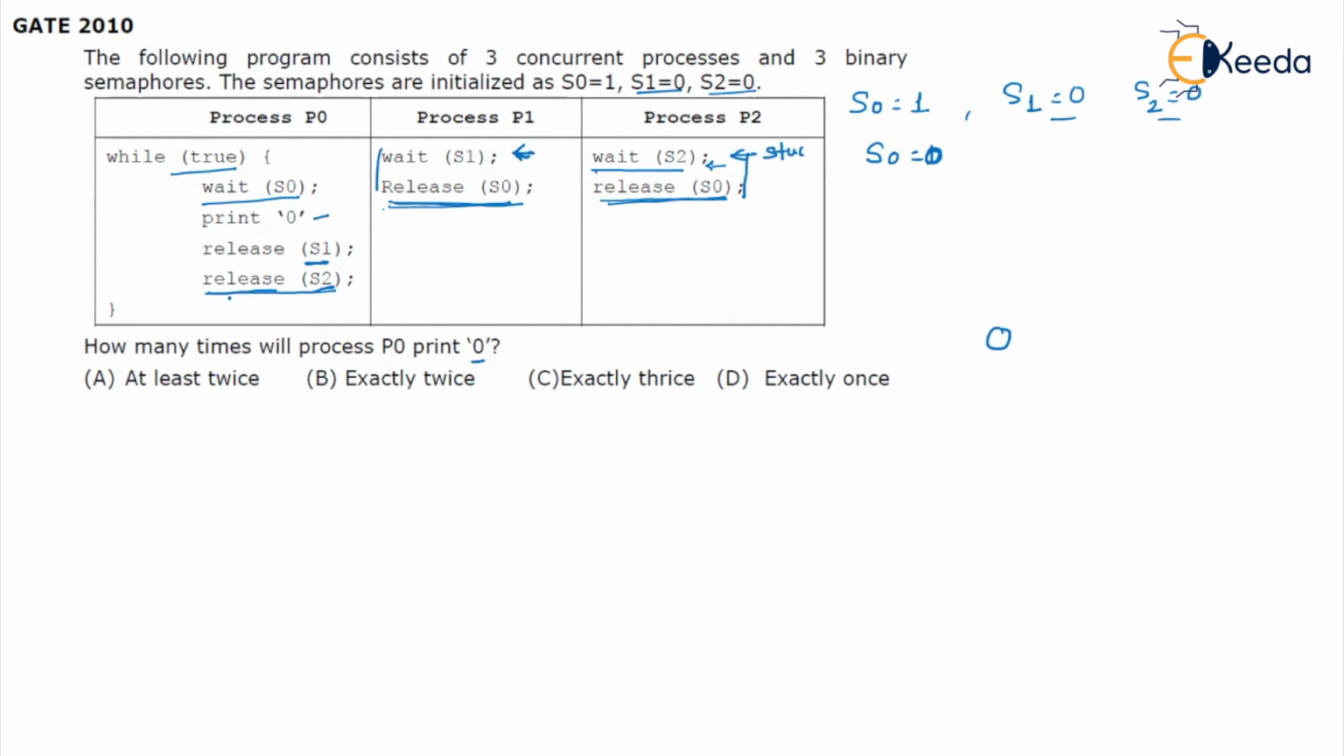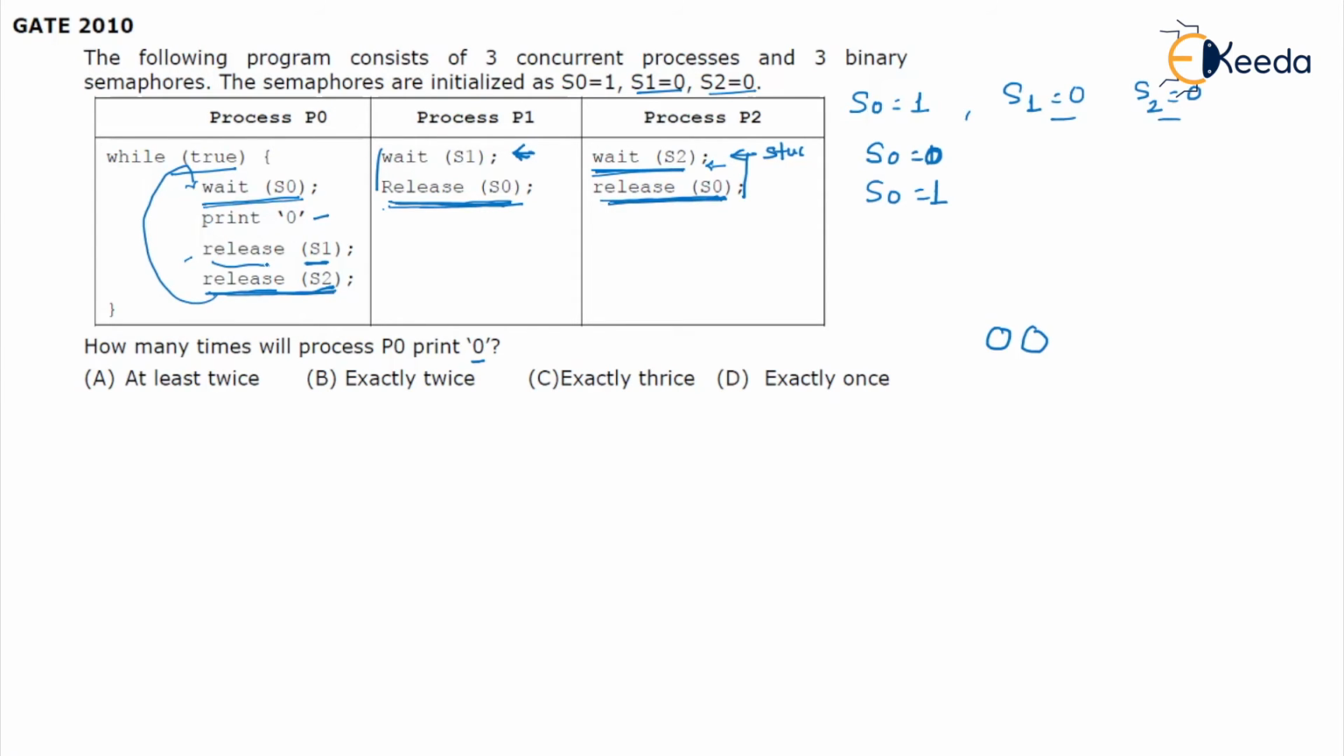Okay, and after that if I go back and again say wait S0, because it has already been released, S0 again becomes 1, and that wait will again go through, and it will again print the value 0. Okay, then it will execute the statement release S1 again, and it has already released the value S2. Now if I come back here to the process which is stuck in wait S2, which is already released, then one more time this will release the value of S0.